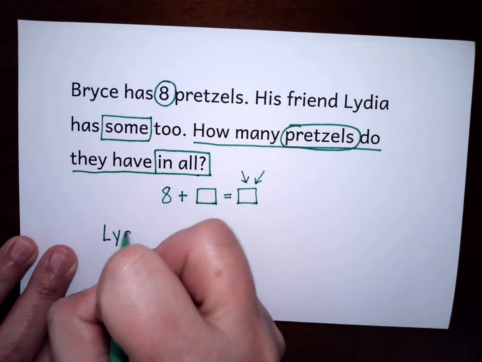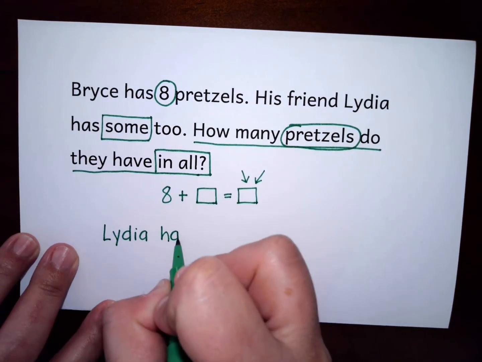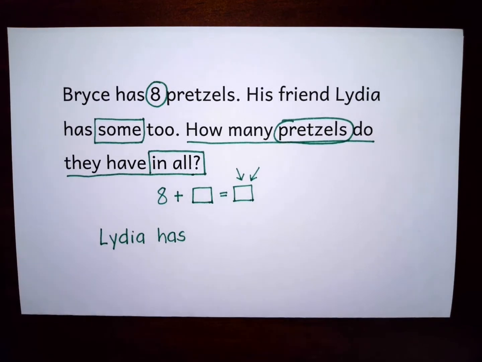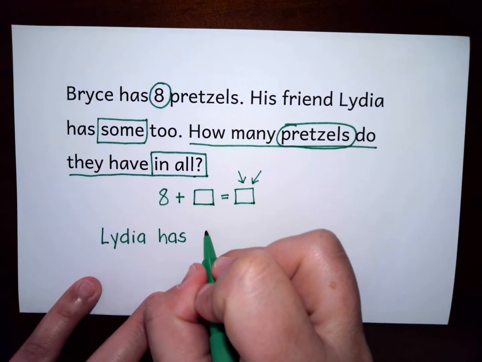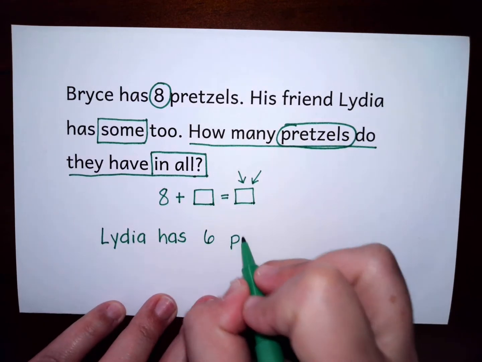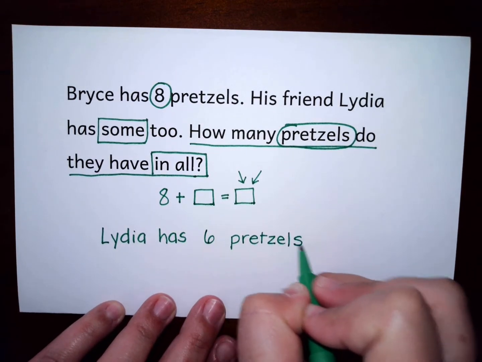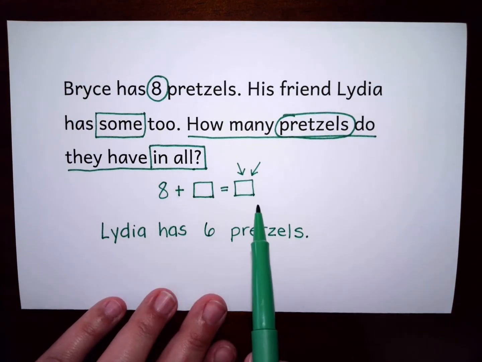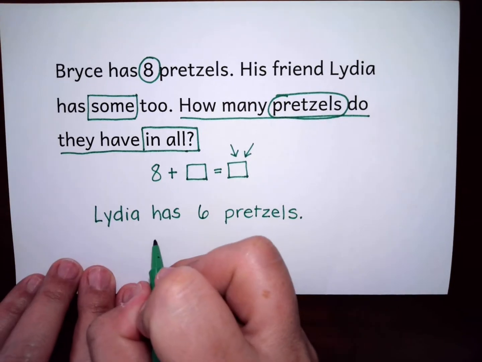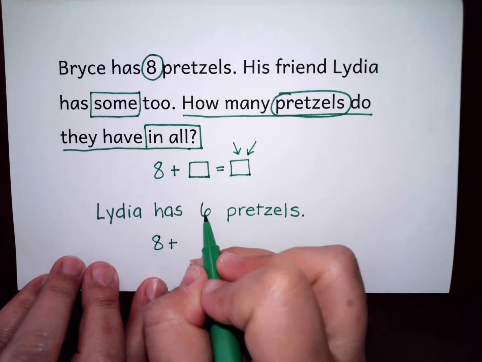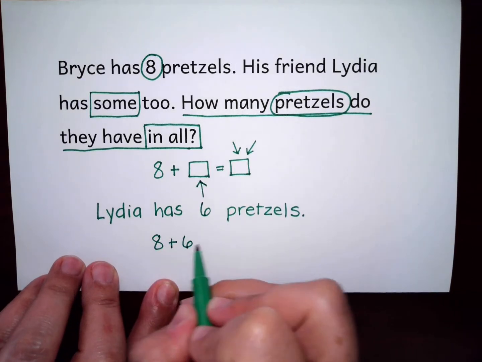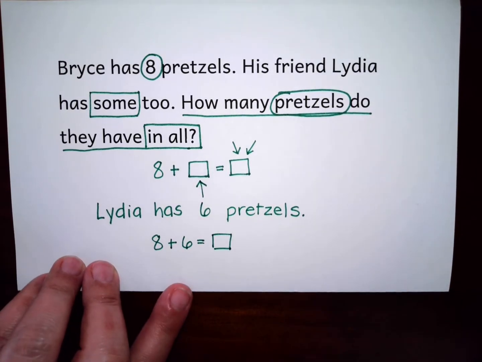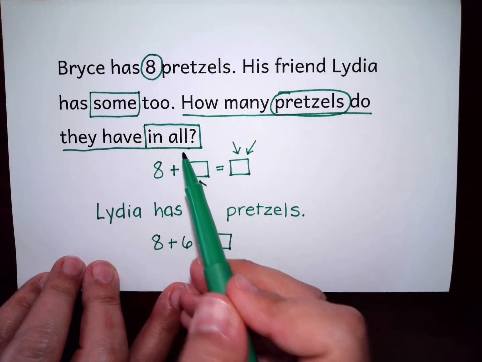So down here, I would write Lydia has, and this is where it's kind of fun. You get to choose a number. It can be any number bigger than 0, but I would say less than 10. So I'm going to choose 6. So Lydia has 6 pretzels. Now I'm going to go back to this equation and add in the 6 for Lydia. So I have my 8. I'm going to add it to my 6. And now I can find how many pretzels they have in all.